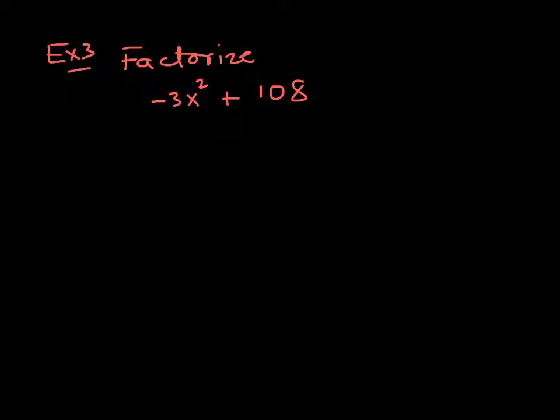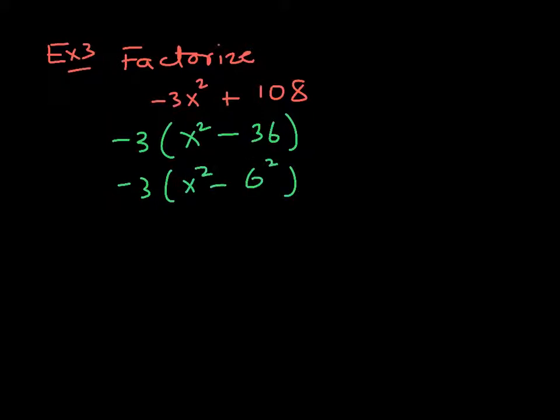So we take out negative 3. So negative 3 into, if you divide negative 3x squared by negative 3, what you have is positive x squared. Then plus 108 divided by negative 3 will give us negative 36. Oh, now you see the square. Yes. So next we write negative 3 into x squared minus 6 squared. So how do we factor a difference of squares? So negative 3 into x minus 6 into x plus 6.